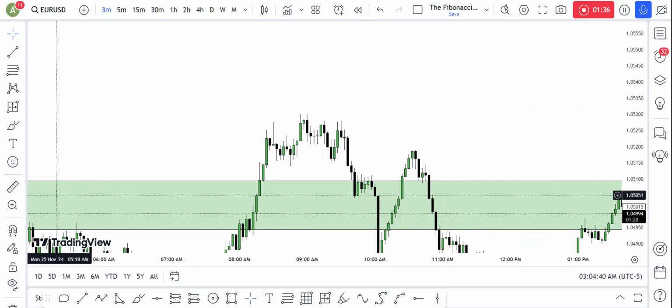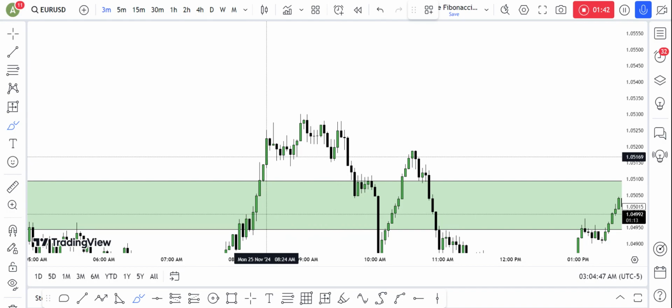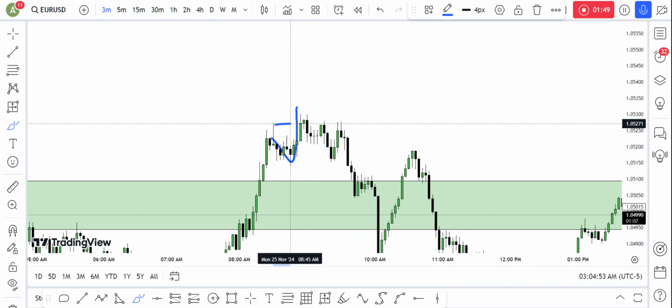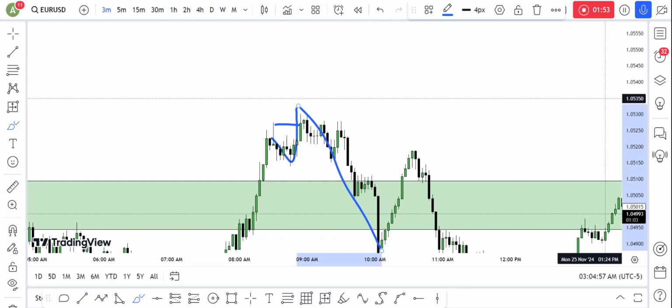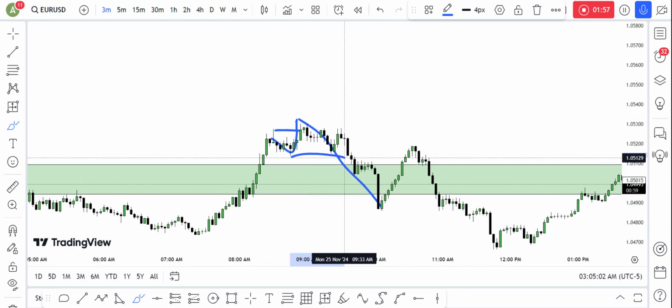Okay, so now you see price has come up to this area, and I was waiting for some sort of structure. Now price was here. Price left out a fair value gap, price filled the fair value gap, and price went up. There was also a liquidity sweep. Price did a liquidity sweep, price went below, and this was a structure shift here in the 3 minute time frame.